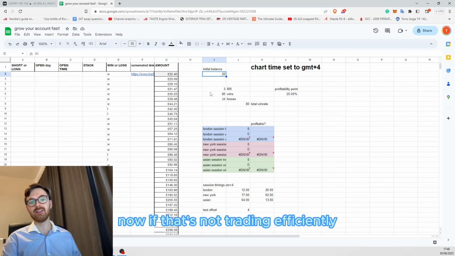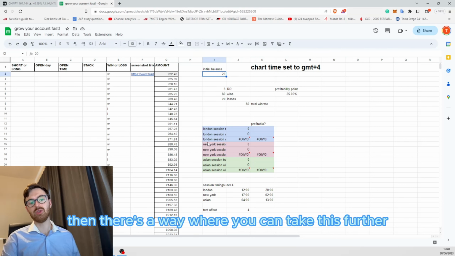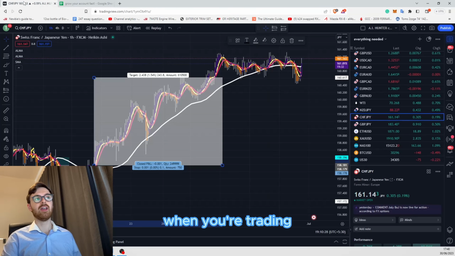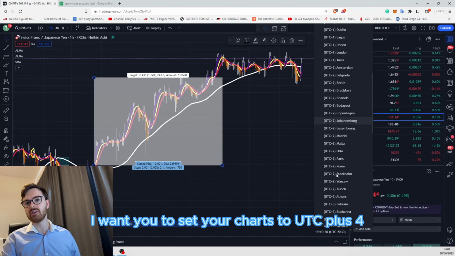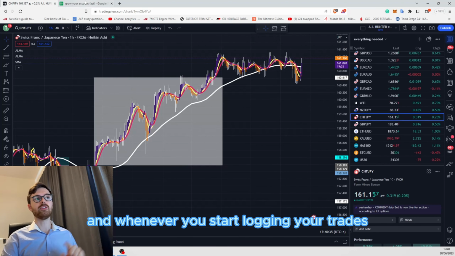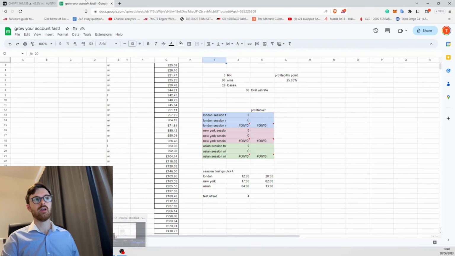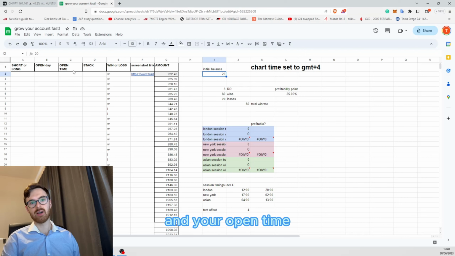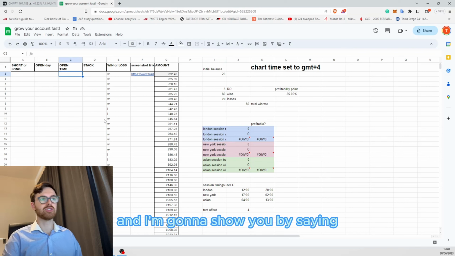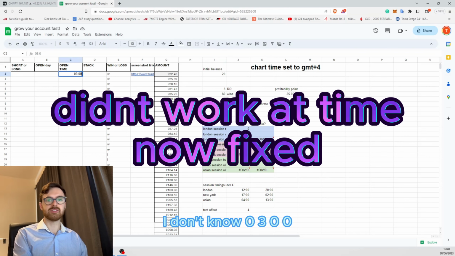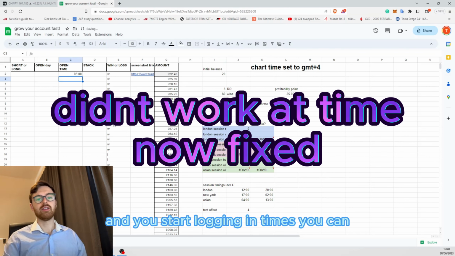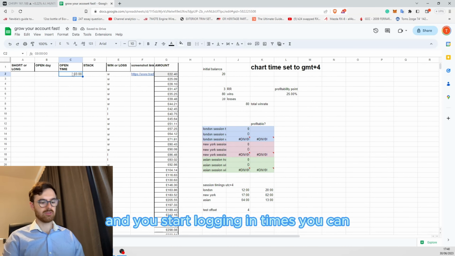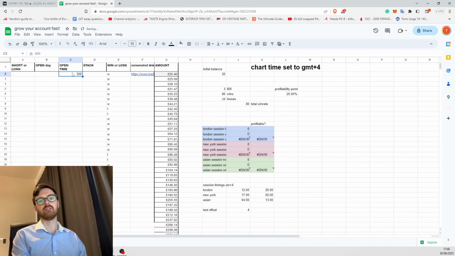Now, if that's not trading efficiently, then there's a way you can take this further. When you're trading, I want you to set your charts to UTC plus 4. And whenever you start logging your trades, what you can do is you write in your open day and your open time. When you have your open times, it's going to start coming up on here, and I'm going to show you by saying, I don't know, 0300, and you start logging in times. You can, I think I can just write 300 in.